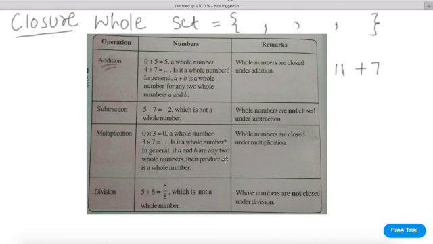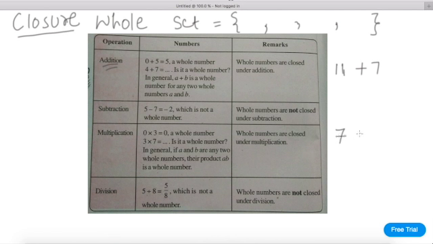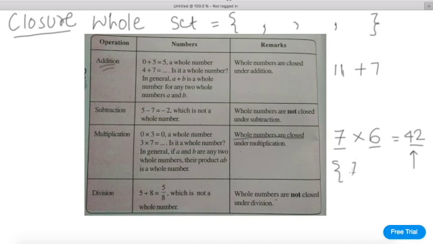Let's look at multiplication now. Let's say 7. And you multiply it with another whole number, let's say 6. The answer is 42. So 7 is a whole number, 6 is a whole number, 42 is also a whole number. Try various options. There is a set which contains 7, there is a set which contains 6, the outcome of which is also a whole number, and that can be taken as a part of this set, and this set can be said as closed, which means whole numbers are closed under multiplication.